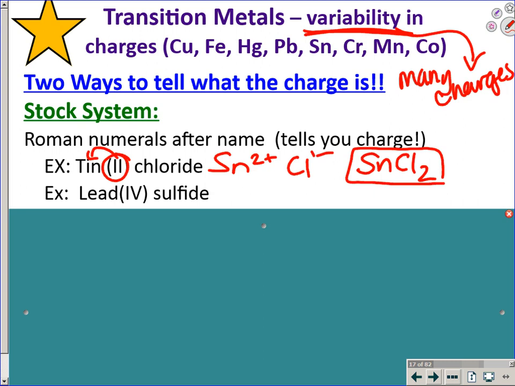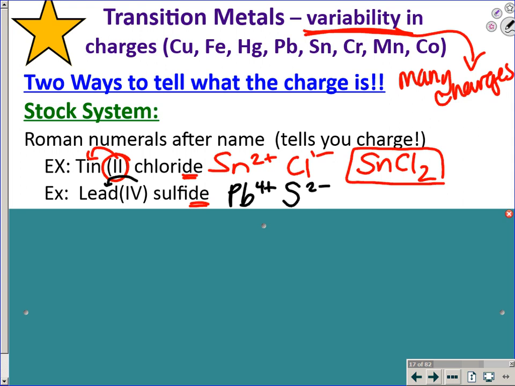Lead 4 what? Sulfide, right? So what do these Roman numerals indicate to you? Those are elements straight from the periodic table, right? So what's lead's symbol? Pb. Okay, so lead's symbol is Pb with a 4 plus charge, because this is referring to the charge of lead. Sulfide is sulfur with a charge of -2.